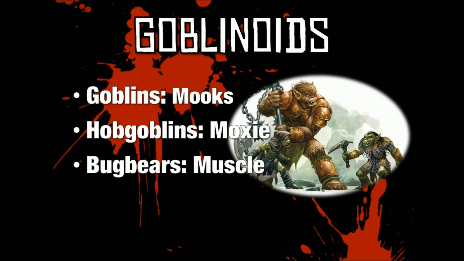And I was trying to think about a very simple way to describe the roles of these three goblinoids, and I came up with mooks, moxie, and muscle. Now, this is going to be explained more later on, but essentially, goblins are your mooks. They're your minions. They're your grunt troops. They don't care who they're fighting or what they're doing so long as they are not getting killed and they're getting fed and they're getting loot. They're very simple creatures. They are neutral.